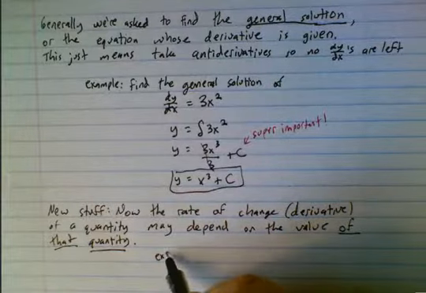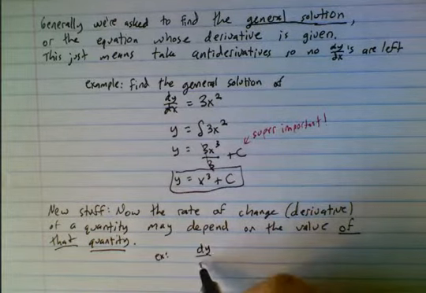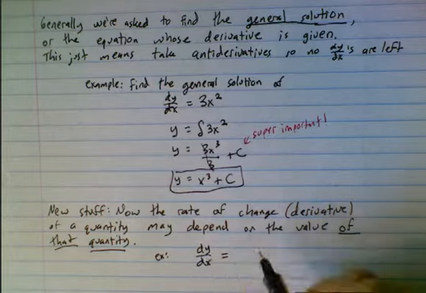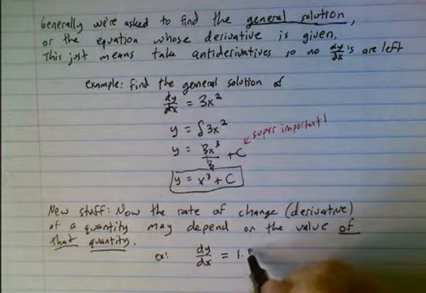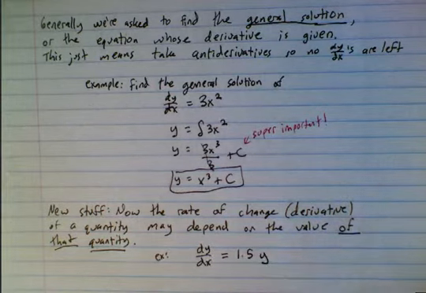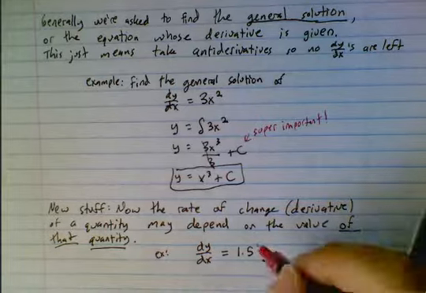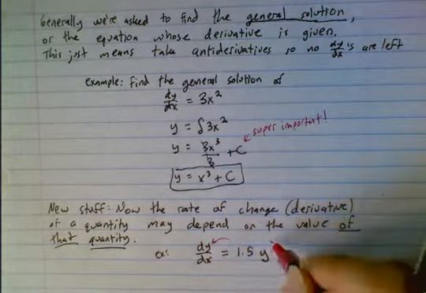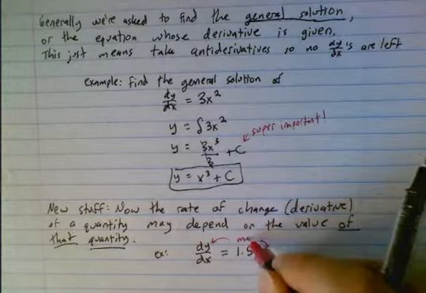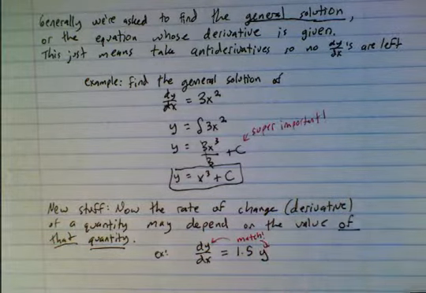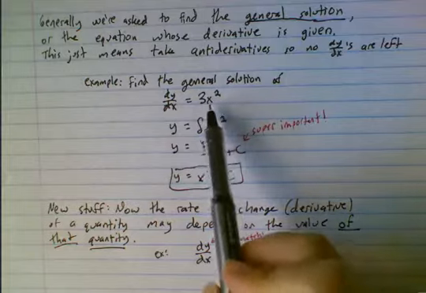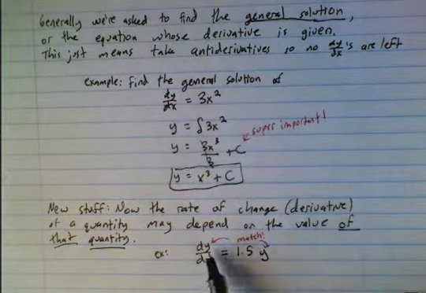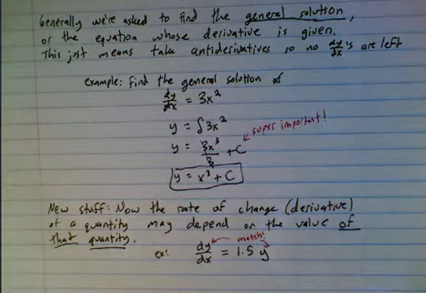So for example, we might have a situation where dy dx is like 1.5 y. Notice that these match. Instead of this variable and the variable in the denominator being different like we had up here, notice this is x, this is x. In this case, this is y, this is y. Once this happens, we need new techniques.